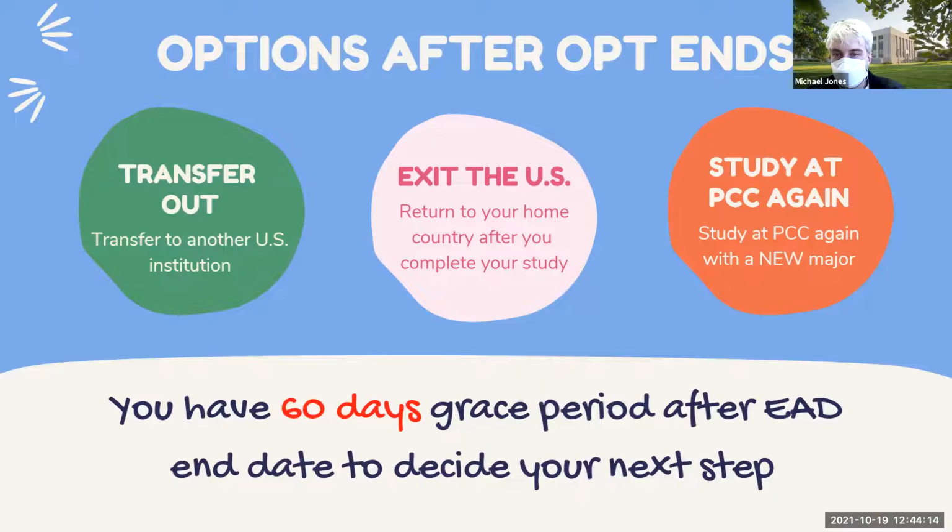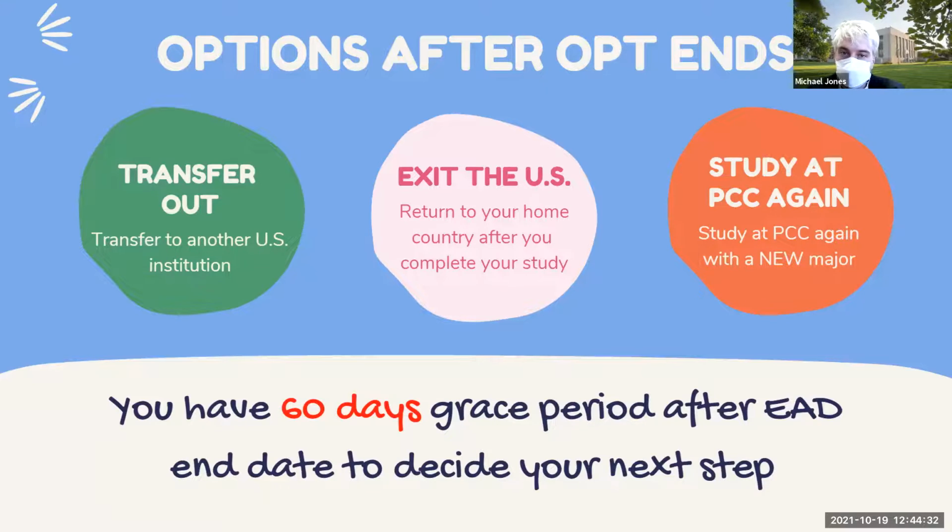Your next option is you can exit the US. So you have 60 days after your OPT ends to exit the US. If you are going to exit the US, submit a departure notification form to your advisor so we know that you're leaving.